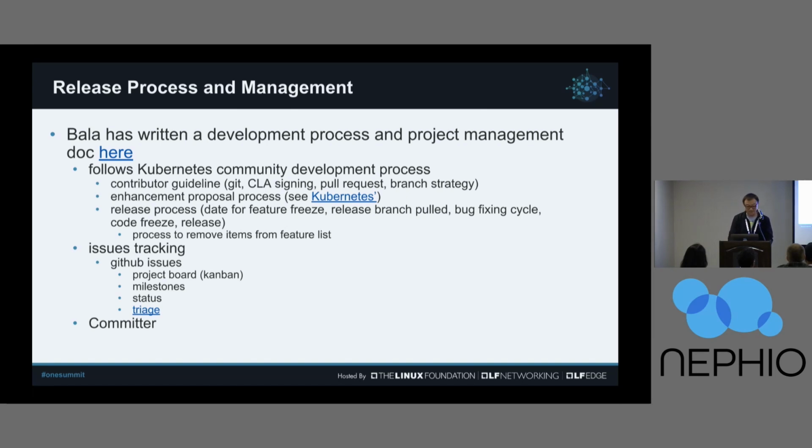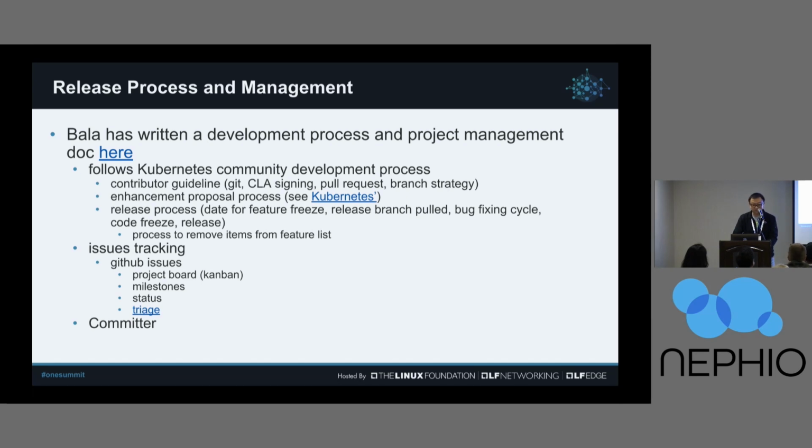And then the tracking of issues is just GitHub issues, so again, exactly like Kubernetes. We don't need to pull in any outside tools for issue tracking. We basically just use GitHub issues. You can see a project board using Kanban, and it tracks milestones. There's a triage process, which is also linked here.